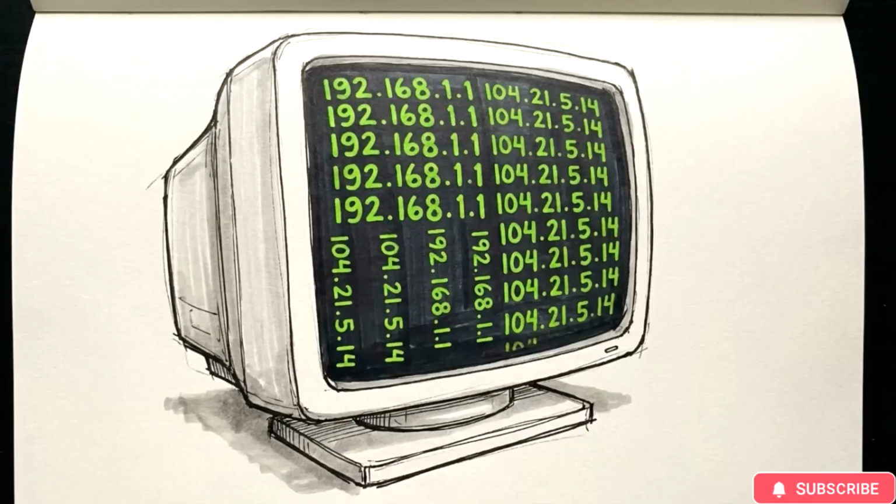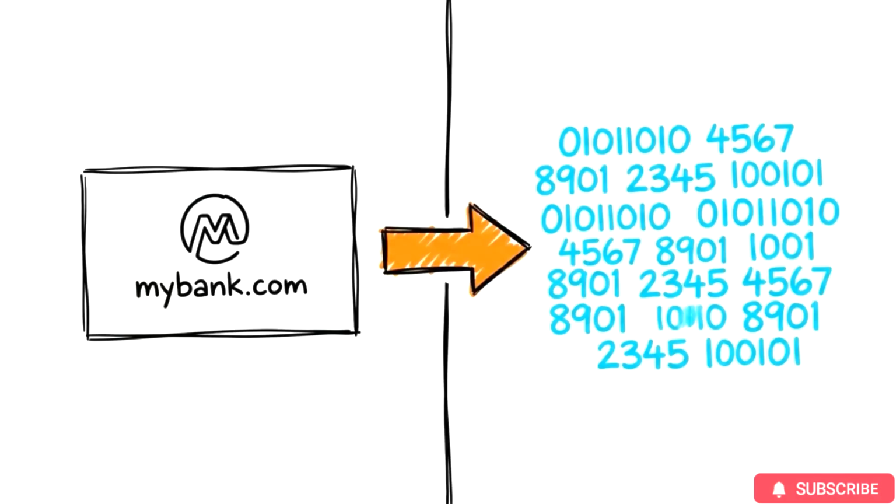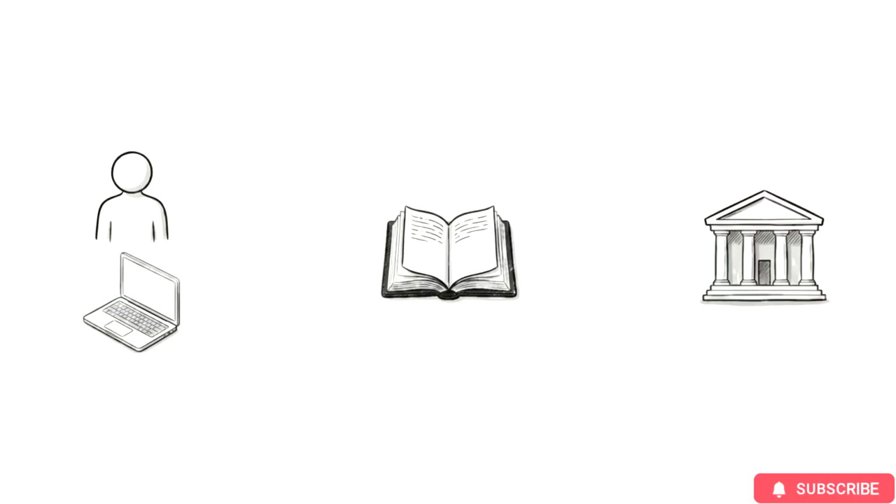Computers do not read human words. Instead, they communicate using numerical IP addresses. Because we prefer names over strings of numbers, the internet uses the domain name system, or DNS, to translate between the two. This diagram illustrates the standard process.